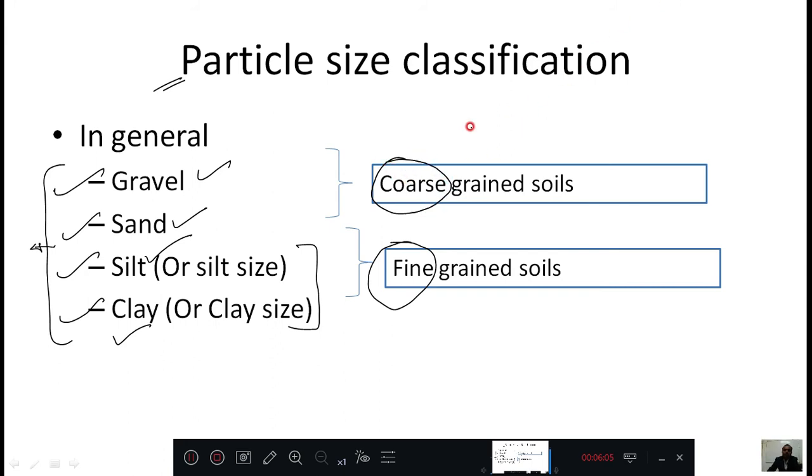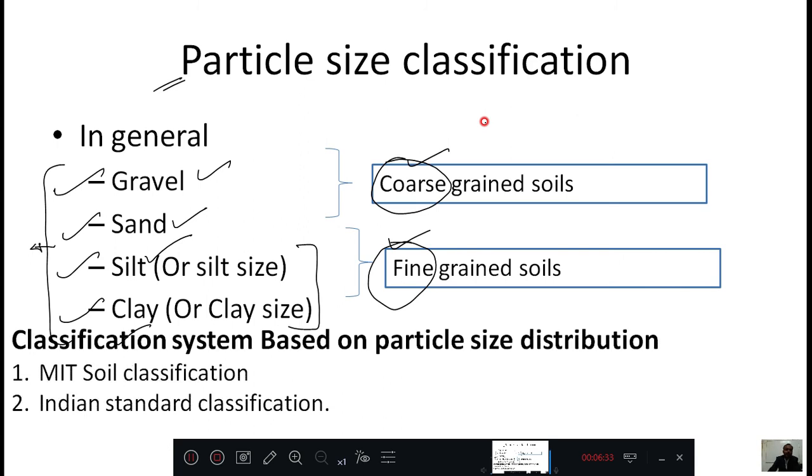Do not confuse this with coarse aggregate and fine aggregate. That is a different topic that you should not bring in here and compare. This coarse meaning is different, this fine meaning is different. But coarse in English is bigger and fine in English is finer. But how much bigger, how much smaller? The definition of bigger and smaller in soil mechanics is different from the definition in concrete or in aggregates.